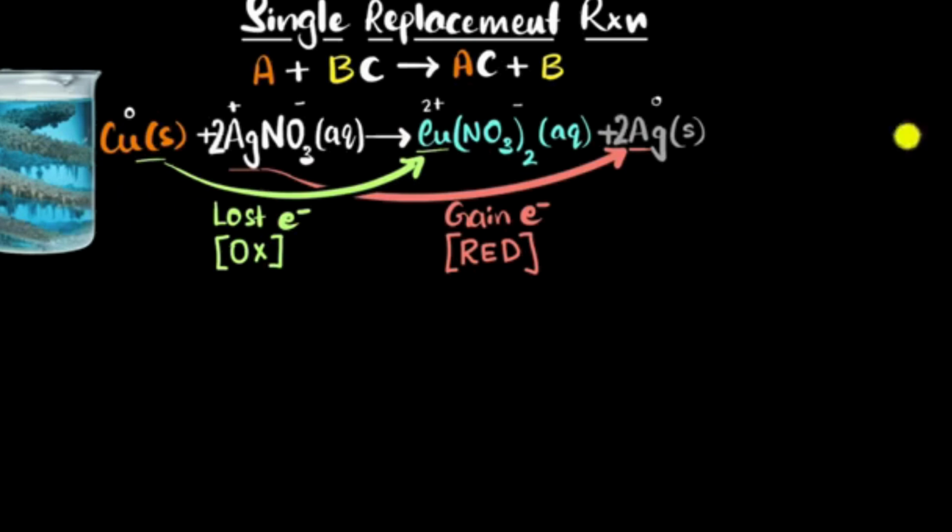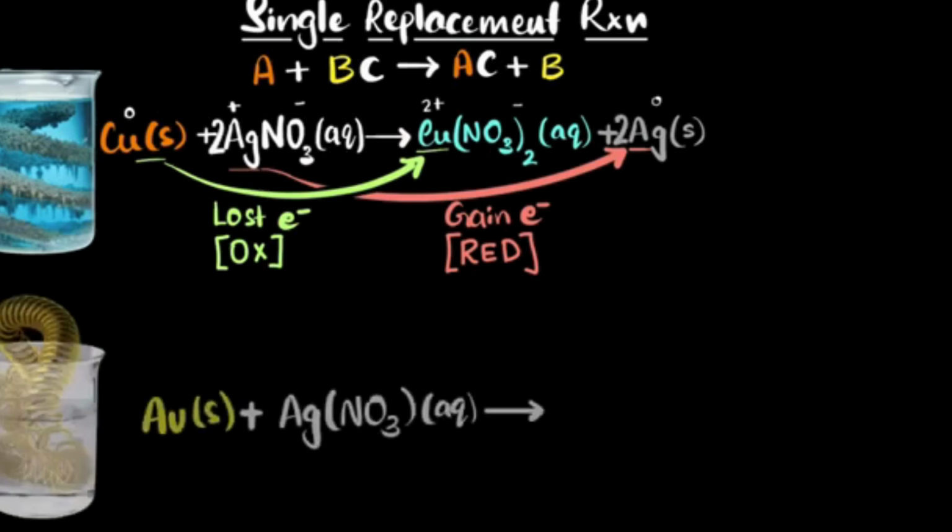But now that brings up the question, what happens when you put gold in silver nitrate solution? Well, turns out nothing. You get no reaction over here at all. Gold is unable to replace silver, and that's why nothing happens. But why not? Why is copper able to replace silver over here, but gold is unable to? Well, here's what's going on.